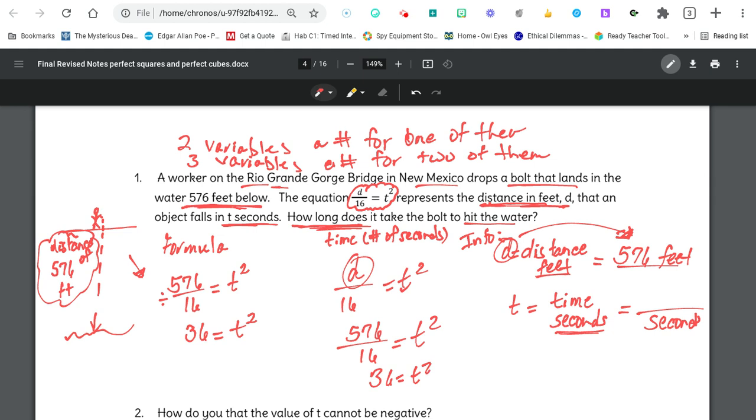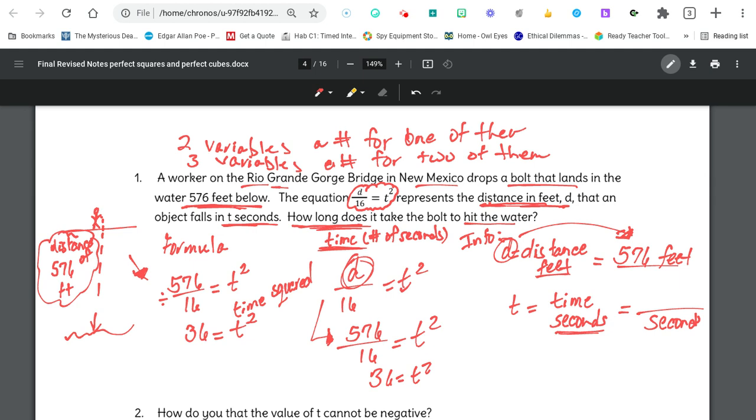But it doesn't matter if you just keep the D and on the next line put in 576 divided by 16, or you erase the D as we did over here and put in 576 in its place. Remember, D is feet, distance in feet. All right, so now this is basically 36 equals time squared because it's got the square on it. I don't want time squared. I just want the time, okay?